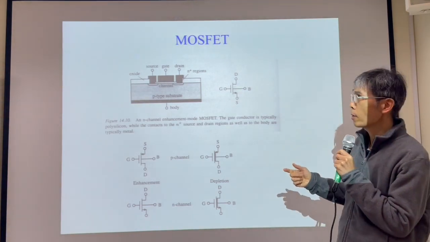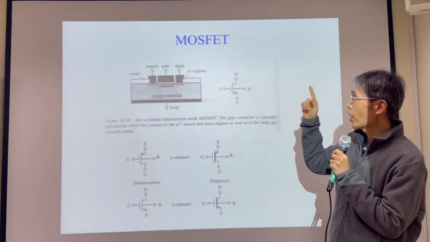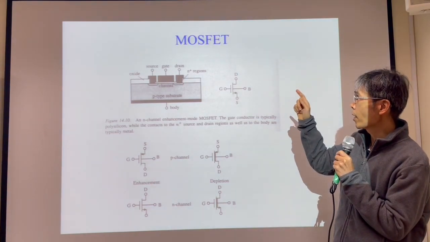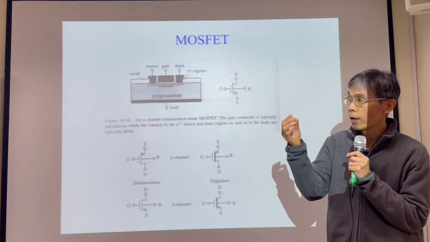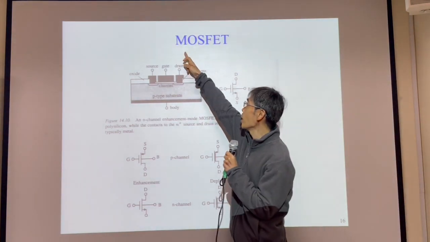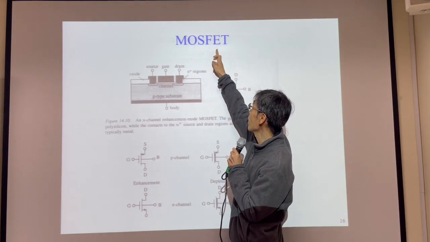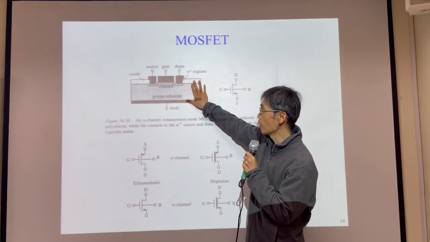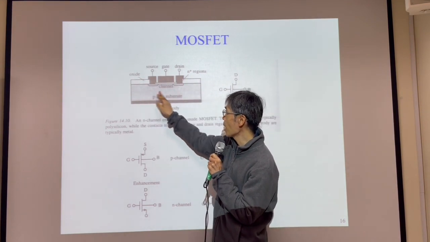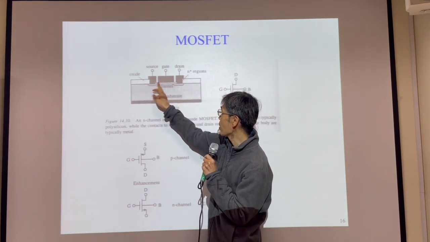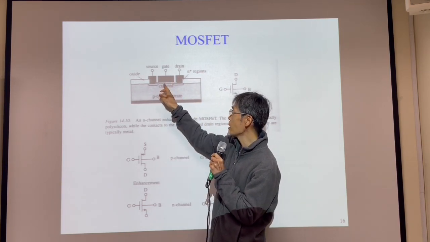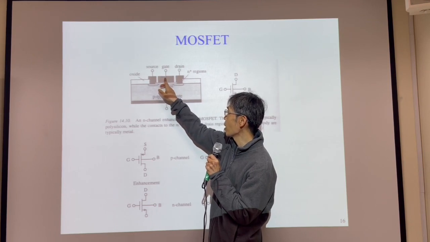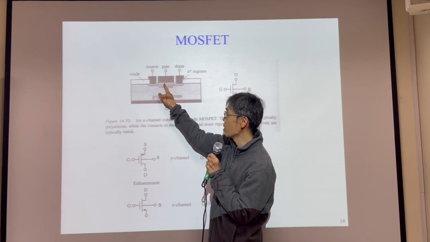Another type of transistor is the metal oxide semiconductor field effect transistor, MOSFET. So this is the wafer, a P-type wafer. We have oxide, oxide, oxide. So this oxide is very narrow. This is the metal, and we call this one the gate. So this one is the gate oxide.